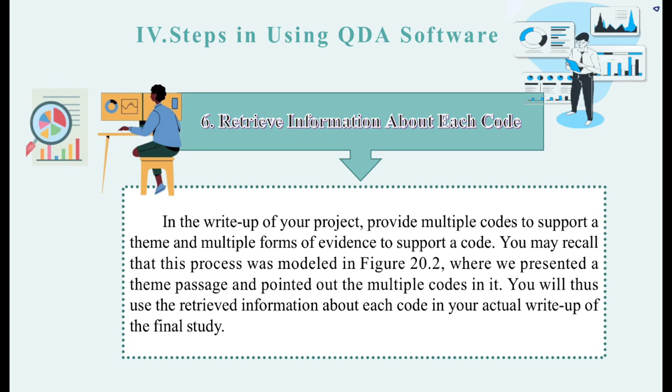Step 6. Retrieve information about each code. In the write-up of your project, provide multiple codes to support a theme and multiple forms of evidence to support a code. You may recall that this process was modeled in Figure 20.2, where we presented a theme passage and pointed out the multiple codes in it. Use the retrieved information about each code in your actual write-up of the final study.